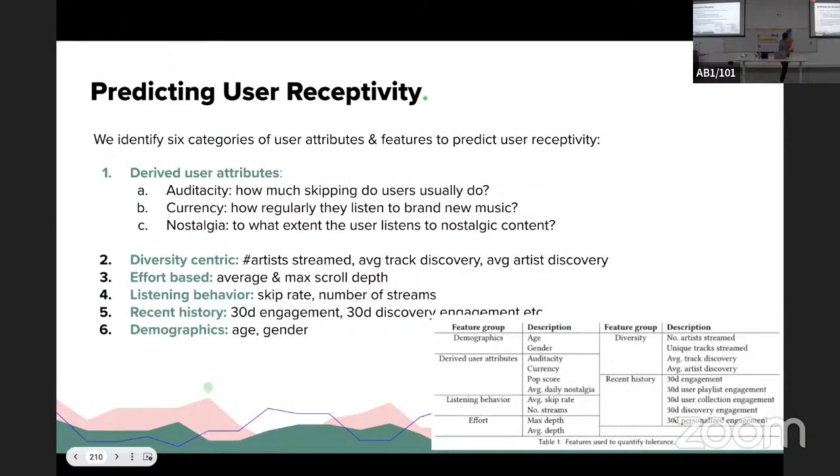Again, a lot of non-ML, but a lot of nice data analysis work here. We had these user attributes like audacity: how much skipping do users generally do? Currency: how regularly do they listen to brand new music? Nostalgia: to what extent do users listen to nostalgic content? There's a long list of these features.